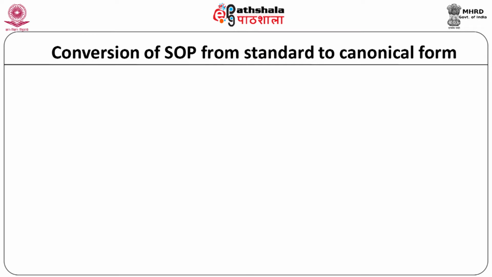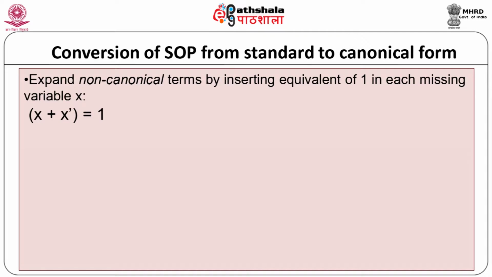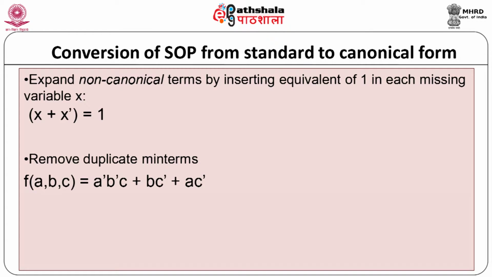This slide indicates the conversion of sum of product form from standard to canonical form. Let us consider a simple example. Expand the non-canonical terms by inserting the equivalent of 1 for each missing variable x. Say for example, if you have variable x present in the term, we can add x ORed with the complement of x, which is equivalent to 1. And second, remove duplicate min terms. Let us consider an example wherein we have an expression of 3 terms as given here.